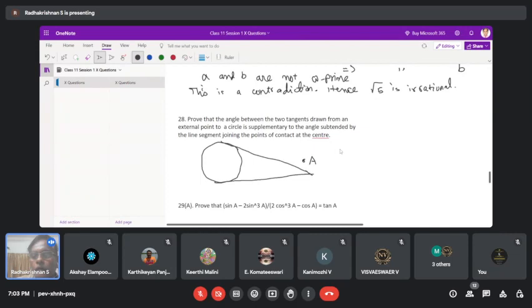Okay, so this is your point A. This is your center. So this is one point of contact. This is another point of contact. Let us say this is P, Q. So let us join this OP. Let us join OQ also.